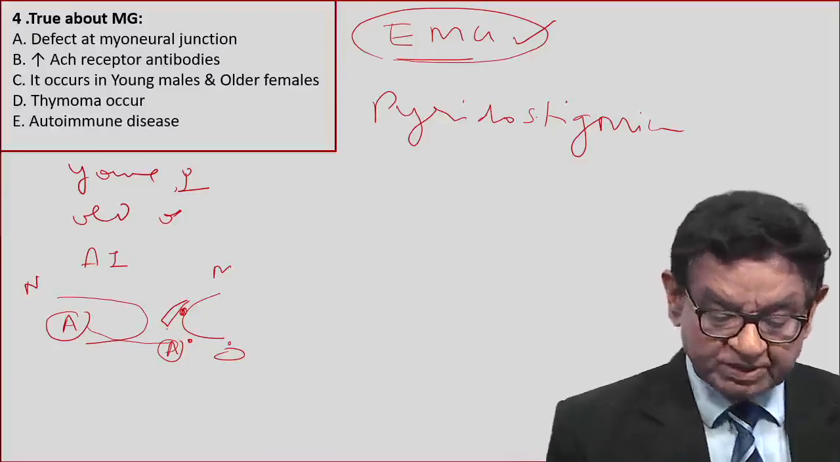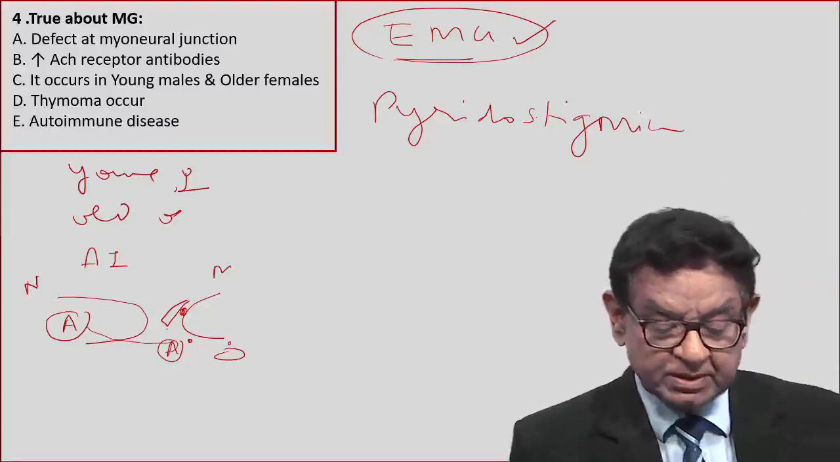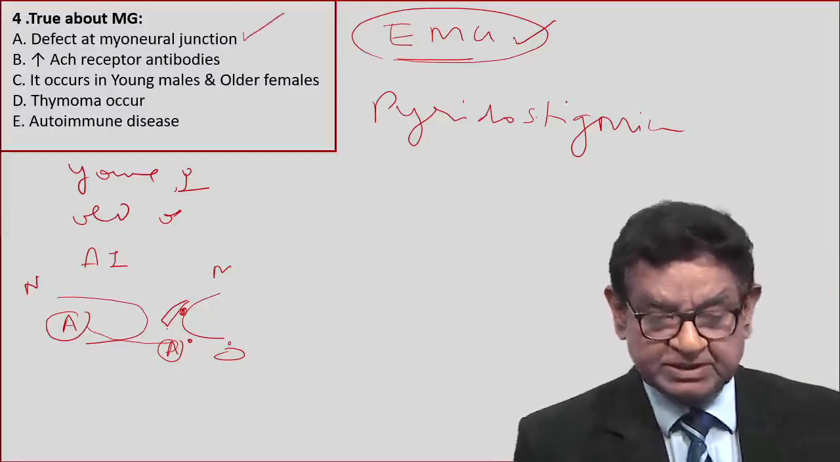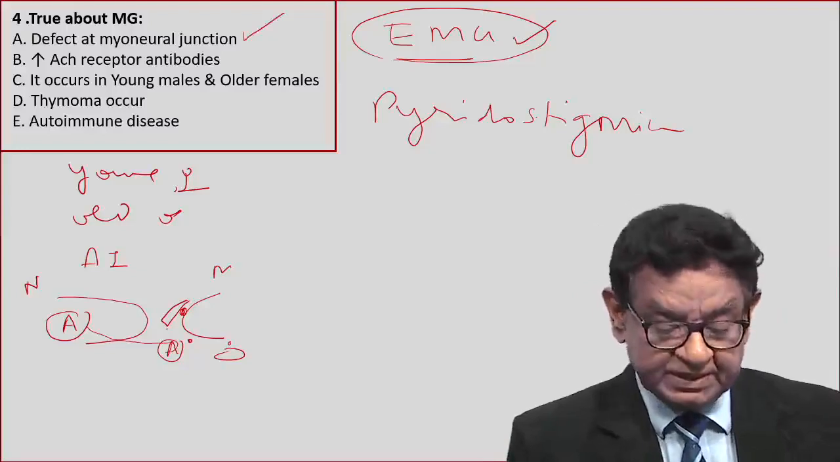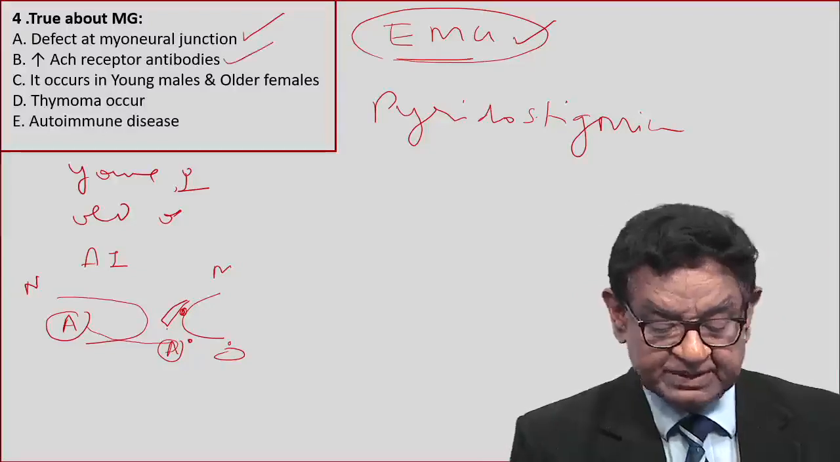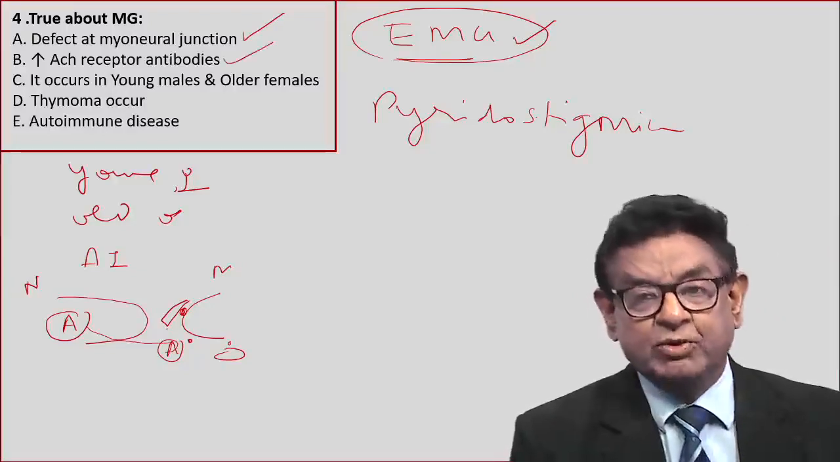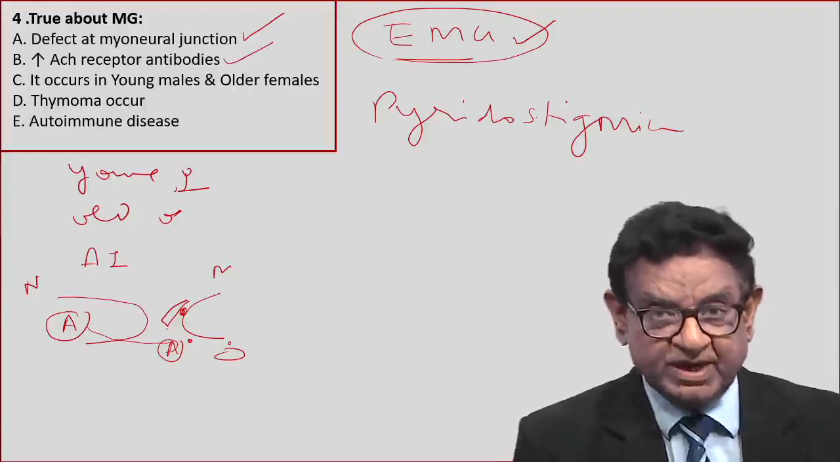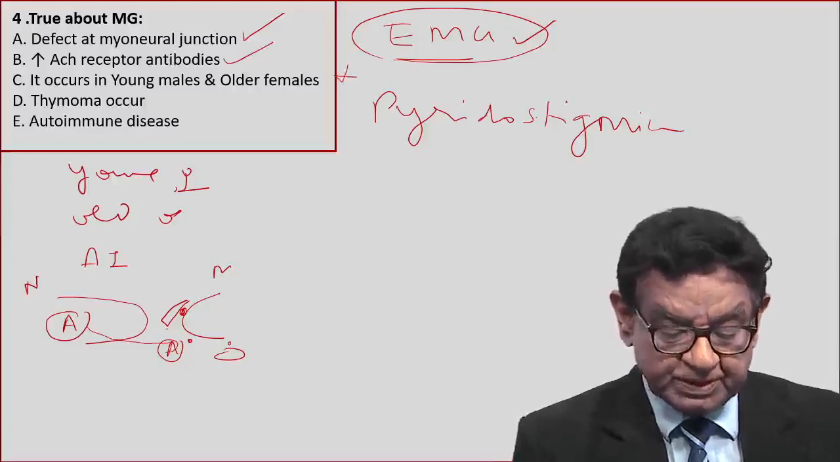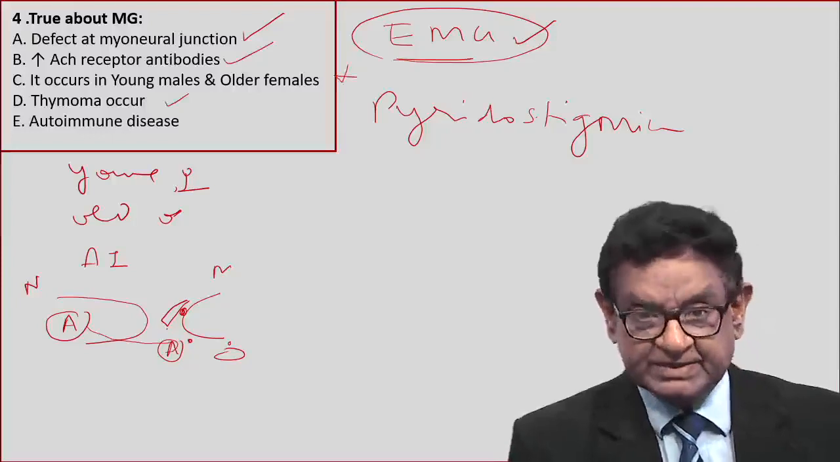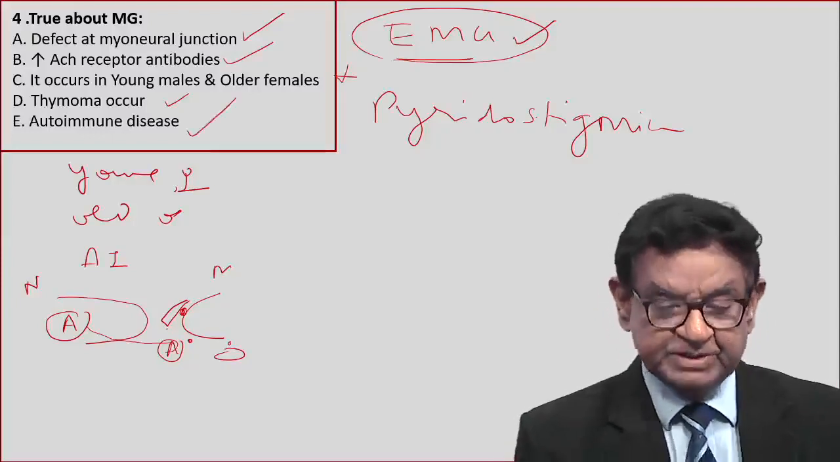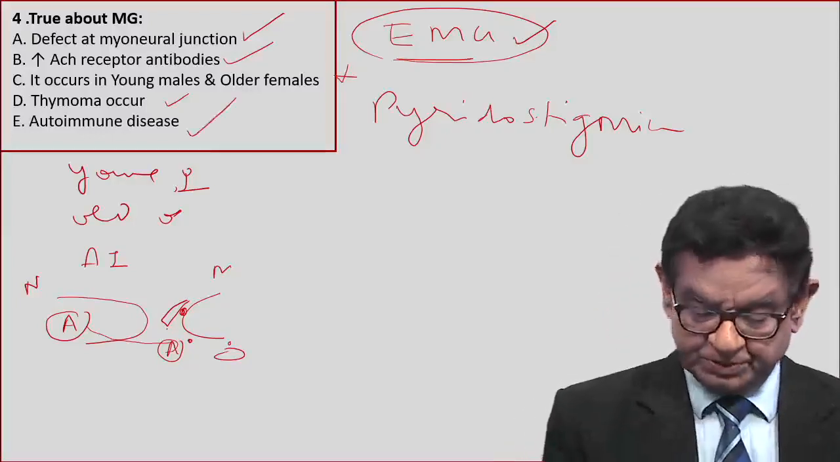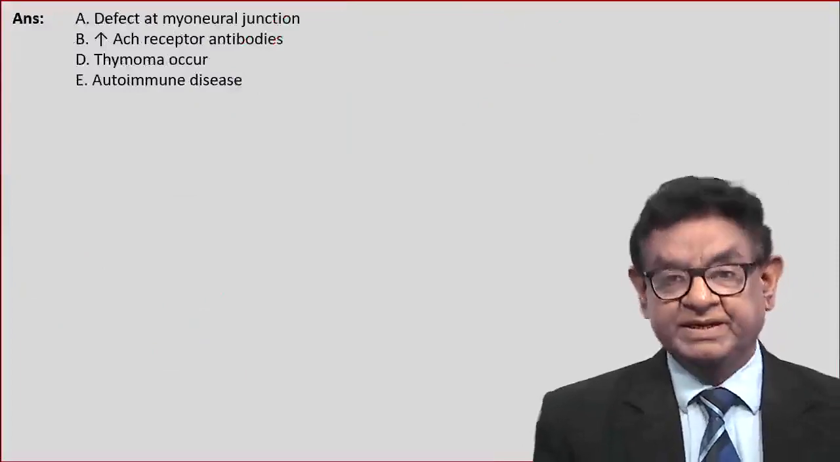So with this background, true about defective myoneural junction? Yes. Increased acetylcholine receptor antibodies? Yes. Occurs in young male, older female? No, it is the other way around. Thymoma occurs? Yes, it may occur. Autoimmune disease? Yes, it is true. The answer is A, B, D, E.